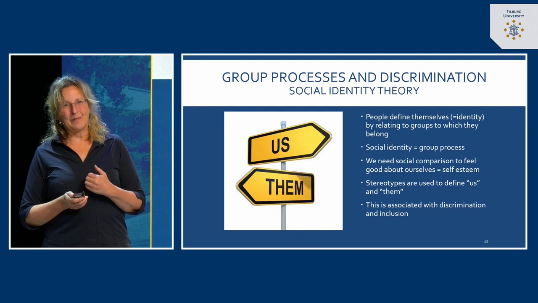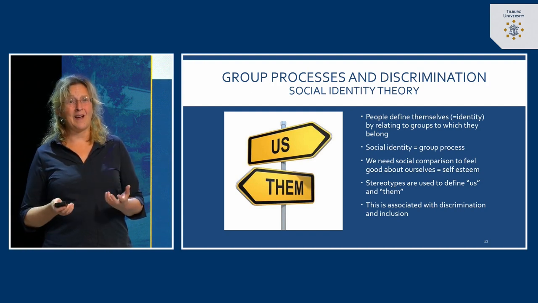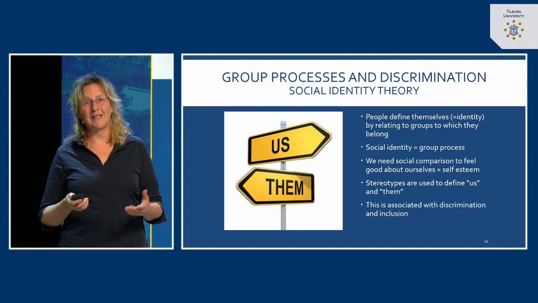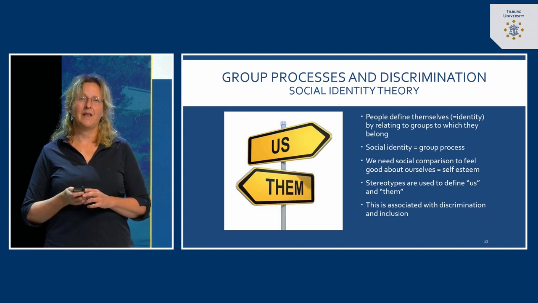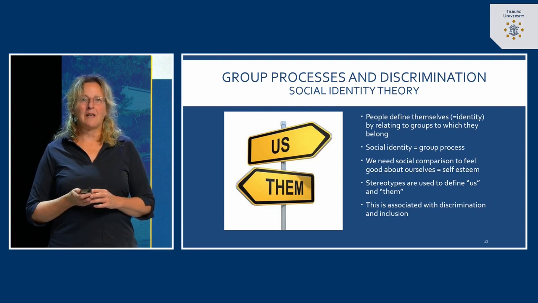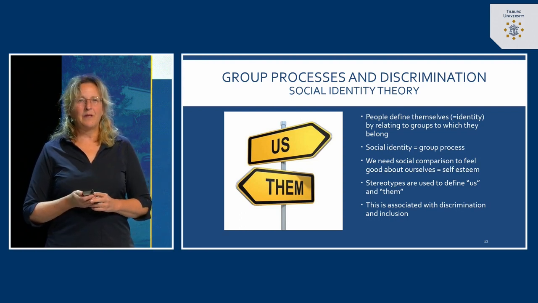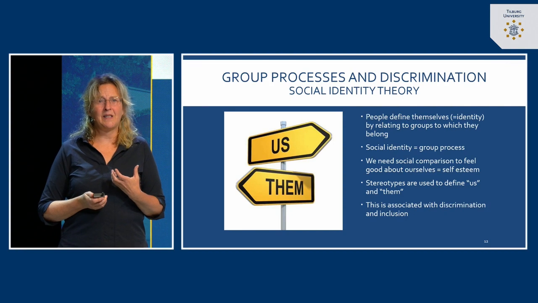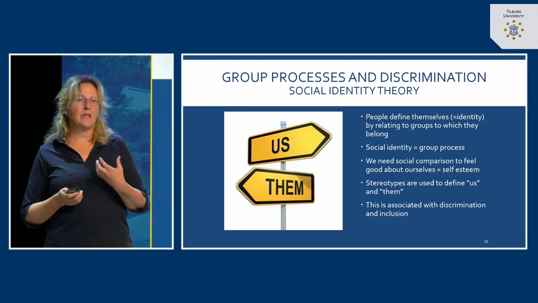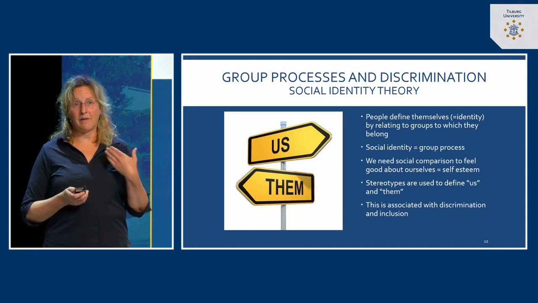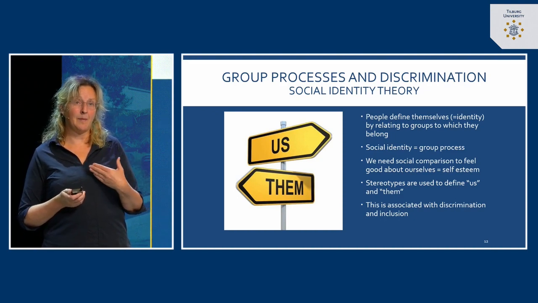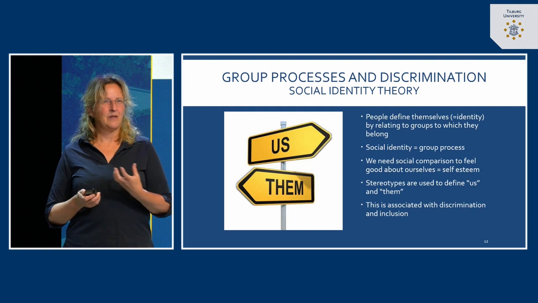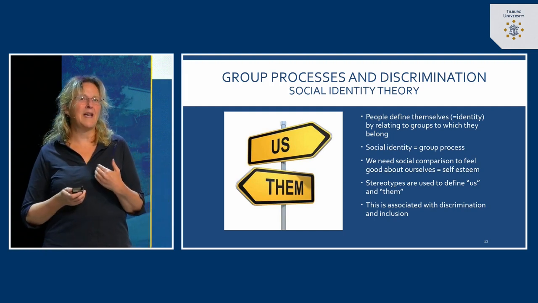However, there's a downside to these group processes, that is that they can also lead to excluding others. In this process of defining ourselves, we may unconsciously exclude other people and discriminate. So what is social identity theory? I'll read and explain. People define themselves, and how you define yourself is called your social identity, by relating to groups to which you belong. I define myself as a woman, as a scholar, an academic, as a mother. These are the groups to which I belong. This is who I am.